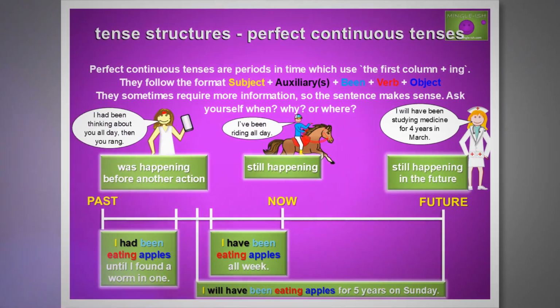For example, I had been eating apples until I found a worm in one. I have been eating apples all week. I will have been eating apples for 5 years on Sunday.